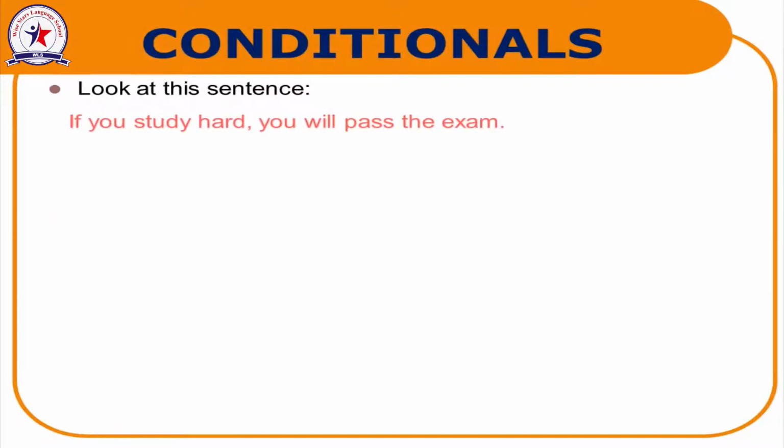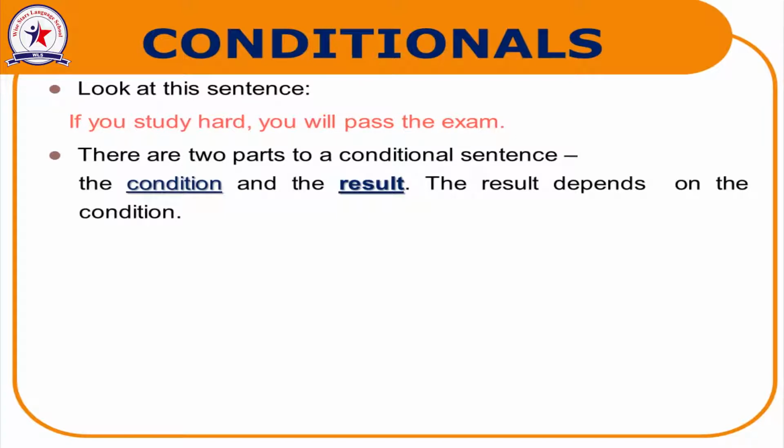Examine the following sentence. If you study hard, you will pass the exam. As you can see, this sentence consists of two separate clauses. The first clause, which contains "if", is called the if clause or the conditional clause. The second clause is called the result clause. So there are two parts in a conditional sentence, the condition and the result. Pay attention, please, that the result always depends on the condition.